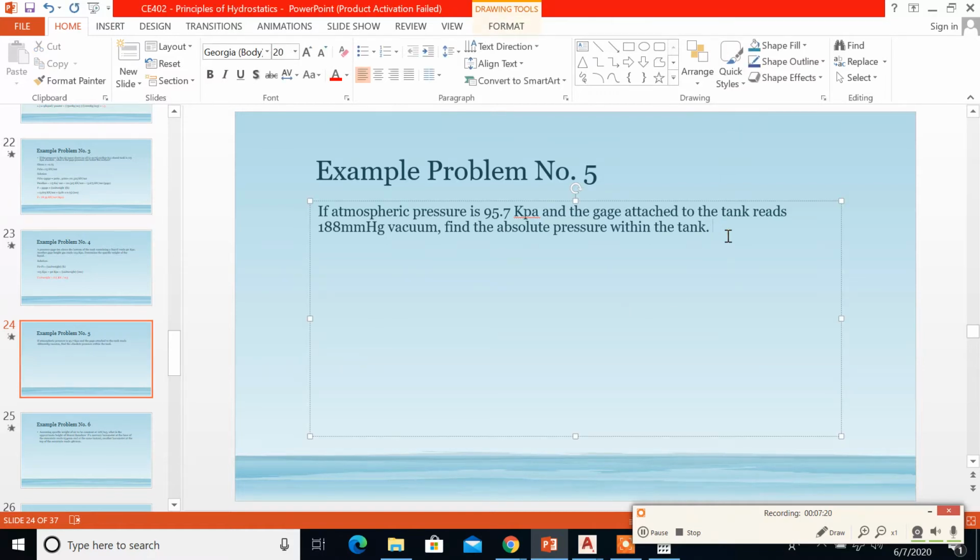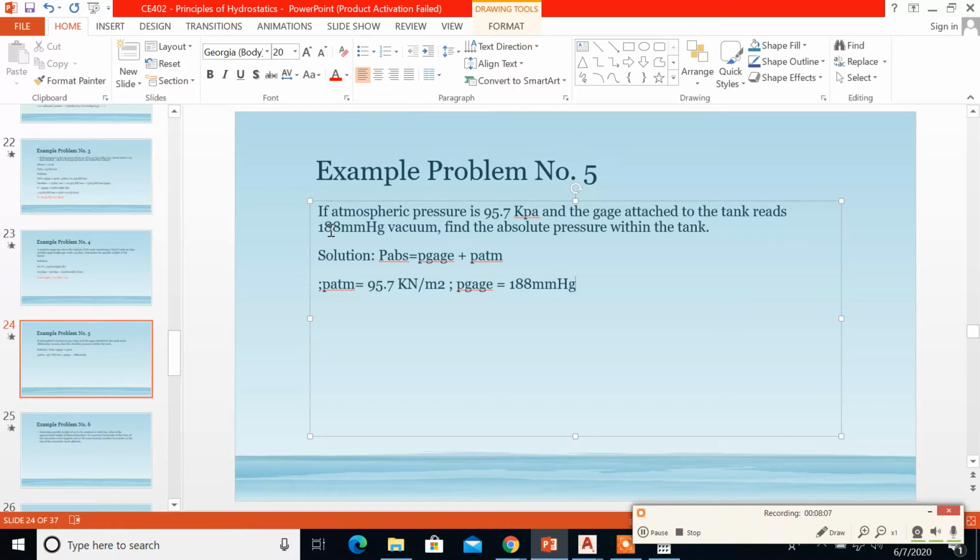To determine the absolute pressure, since meron din tayong P gauge, formula natin: P absolute is equivalent to P gauge plus P atmospheric. Ang sabi, atmospheric natin equivalent to 95.7 kilonewton per meter squared. Then, next, P gauge natin is equivalent to 188 mmHg. Mercury yan. Yung P gauge natin, kailangan natin ito.